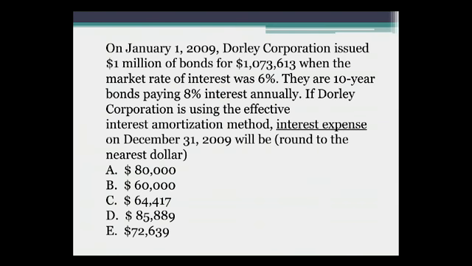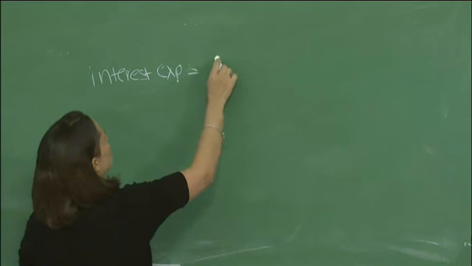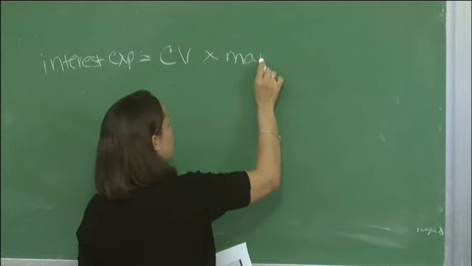The other thing that you want to be careful about is when it's asking you to calculate interest expense. Here it's asking for December 31st, 2009. These bonds pay interest annually, which means what interest payment is December 31st, 2009? The first one, right? It's just asking for interest expense for the first interest payment. And under the effective interest method, we directly compute interest expense. So it's a pretty easy question, right? So our interest expense equals our carrying value times the market rate of interest.